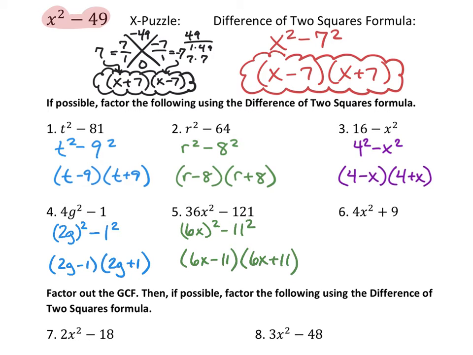Now if you look at number 6, something's wrong here. Remember, we said that we can only use the difference of two squares formula if we have two things, which we do, but it's literally called the difference of two squares. This is adding. So this is not a difference of two squares problem. I'm going to use the shortened dots because I can. Not a difference of two squares problem.